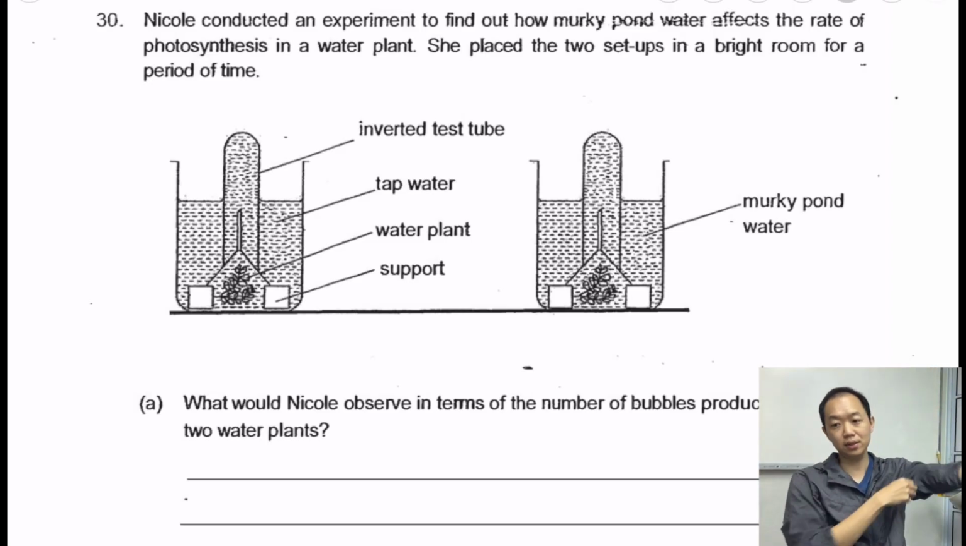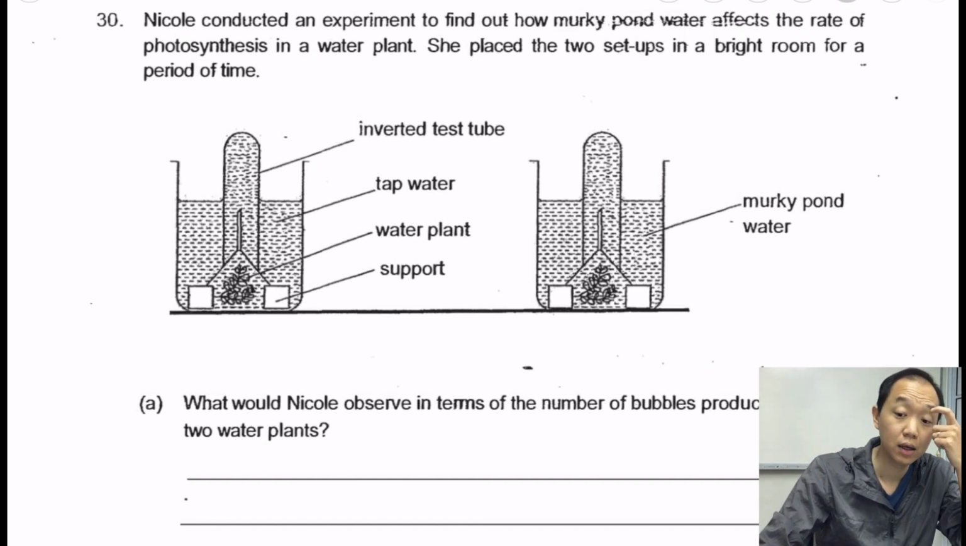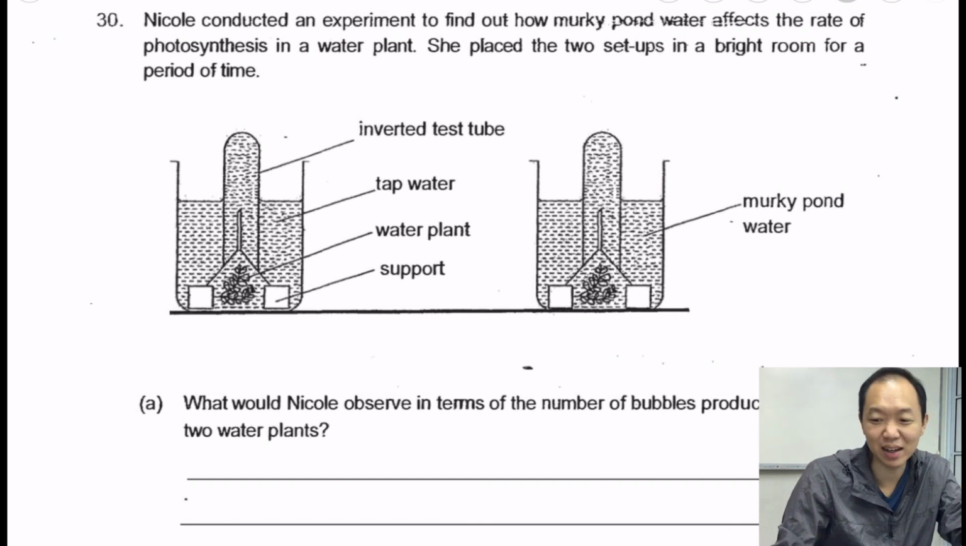Okay, so this is the next question. It is about Nicole, who conducted an experiment to find out how murky pond water affects the rate of photosynthesis in a water plant. So that means the water, is it clean or not clean? Not clean. Murky. What's the meaning of murky? Brown, right? Cloudy. A bit cloudy, right? So what happens when it's very cloudy? Can light pass through? Cannot, huh?